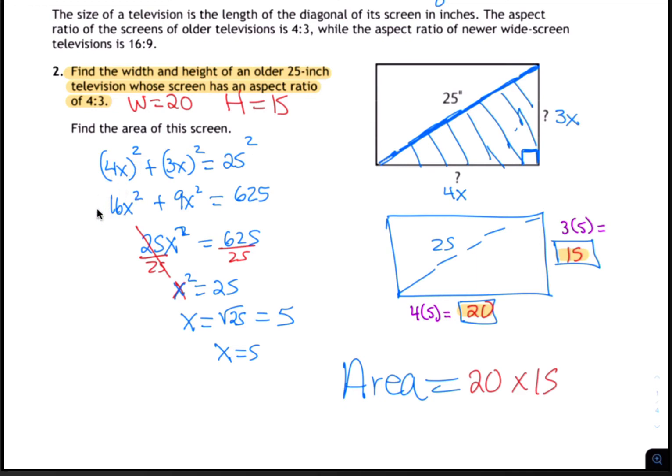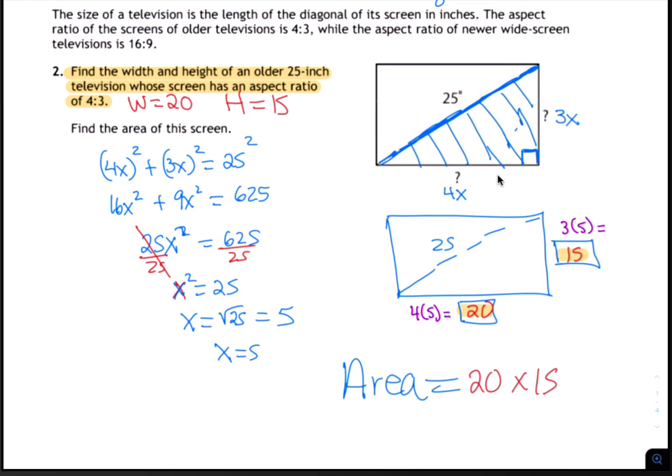(4x)² converts to 16x², and (3x)² converts to 9x², and 25 squared is 625. We add 16x² plus 9x² to get 25x², and then we can divide both sides by 25. 625 divided by 25 is 25, and that's equal to x². So then we take the square root of both sides. So x is the square root of 25, which is 5.